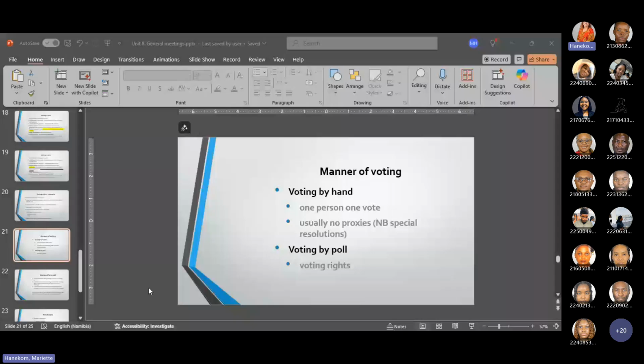Let's say Evelina, Julius, and Hilma are the three shareholders in the company. But Evelina owns 50% of the shares. Julius owns 30 and Hilma owns 20. Evelina will have 50% of the voting rights. If they vote by hand, it's 1, 2, 3. One person, one vote. If, however, voting takes place by way of poll, Evelina will have 50% of the voting rights, which means depending on the type of resolution, chances are that she will always be able to sway the decision in her direction. Not always, but mostly.